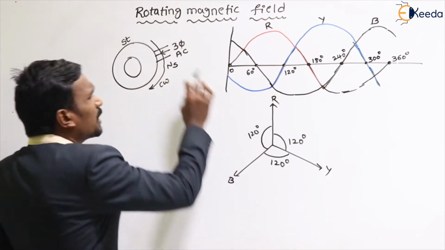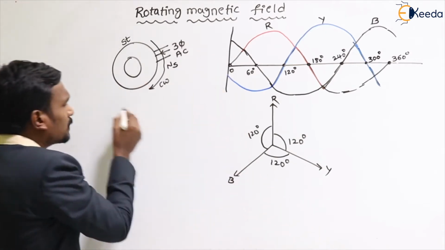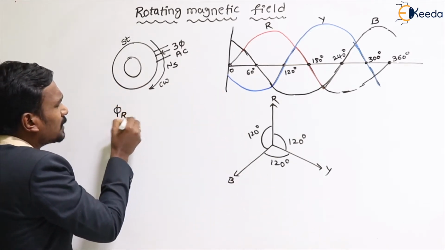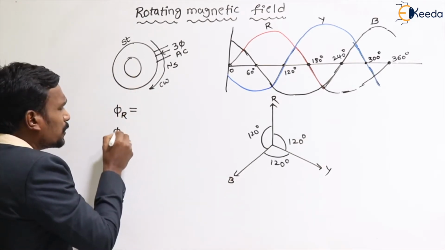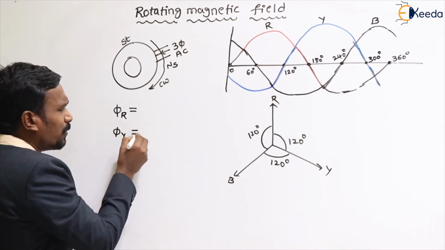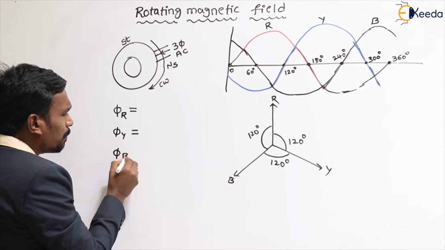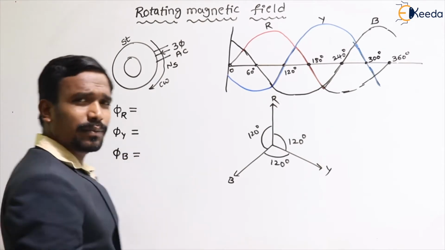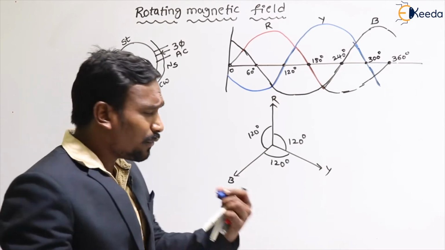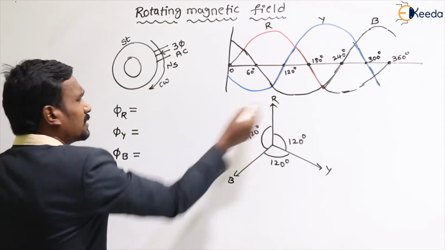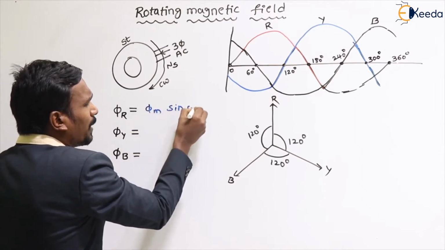Then of course it will produce some fluxes, right? For example, the flux produced by the R phase is phi R. The flux produced by the Y phase is phi Y. As usual, the flux produced by the B phase is phi B. So can you tell me what is phi R? The phi R is at 0 degrees. That's why this is phi m sine omega t.